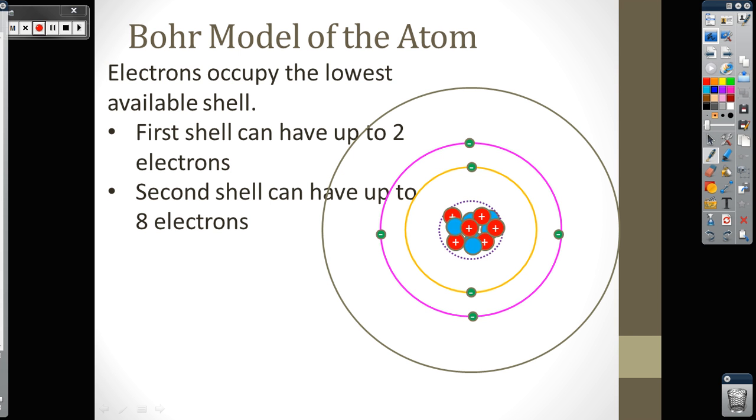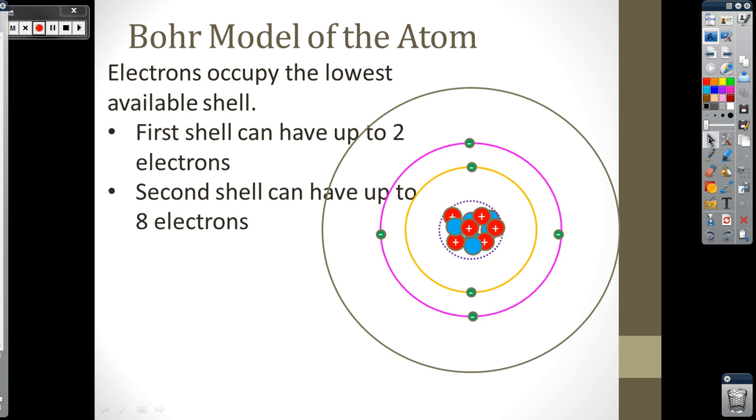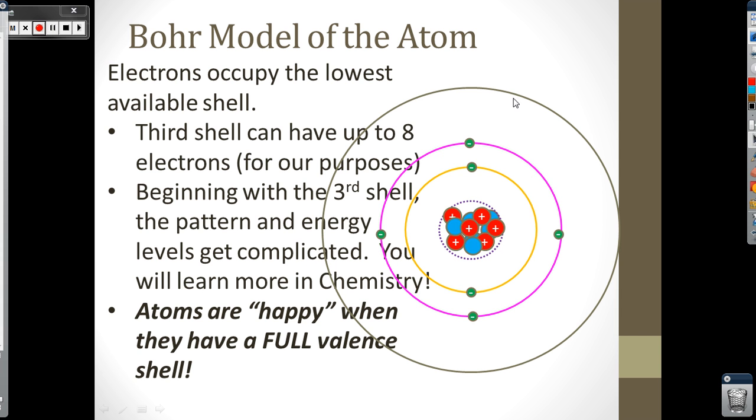So if we had an atom that had more electrons, they could still reside in that second shell until we hit a maximum of 8 electrons. And then any electrons after that would have to go into the next shell out. Okay, so our third shell, which is our gray shell here, for our purposes, can hold up to 8 electrons. It actually can hold more electrons, but we will not be talking about any atoms that have more than 8 electrons in their third shell.